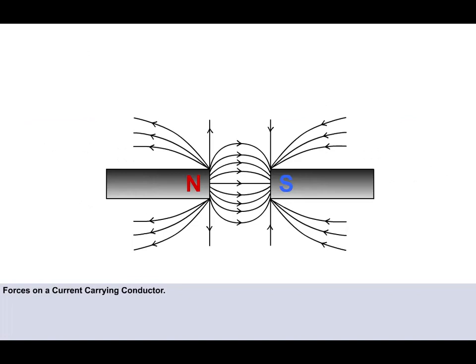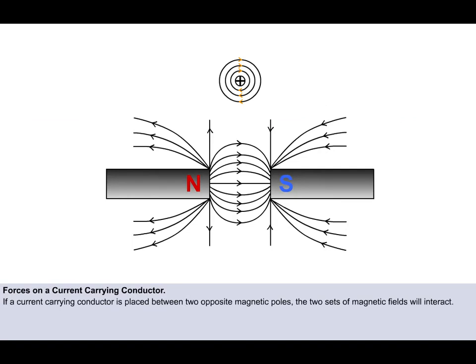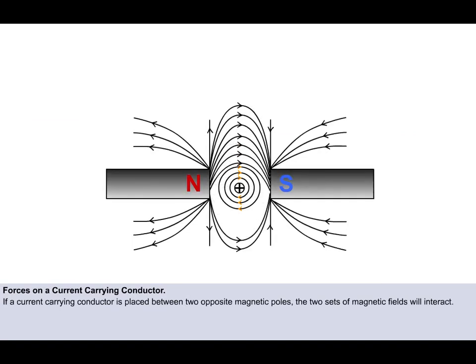You will recall that the lines of flux between two opposite magnetic poles look like this, and that the magnetic field around a current-carrying conductor looks like this. If the current-carrying conductor is placed between the two opposite magnetic poles, the two sets of magnetic fields will interact. In the area where the fields are running in the same direction, there will be a strengthened magnetic field. And in the area where the fields oppose each other, the field strength will be reduced.